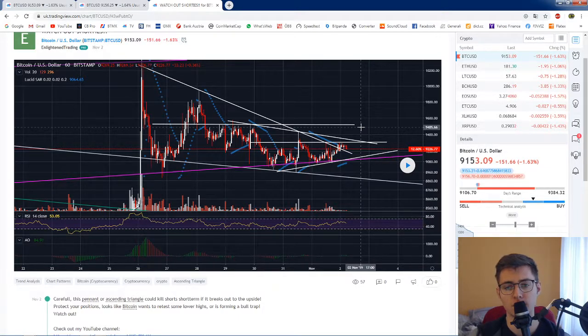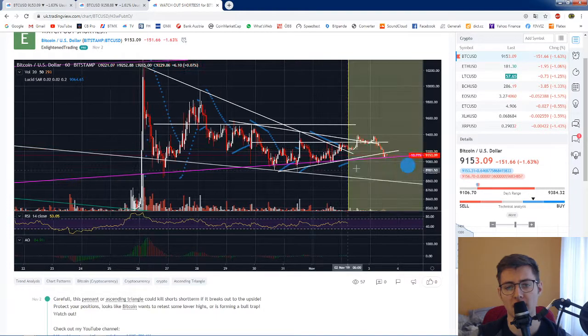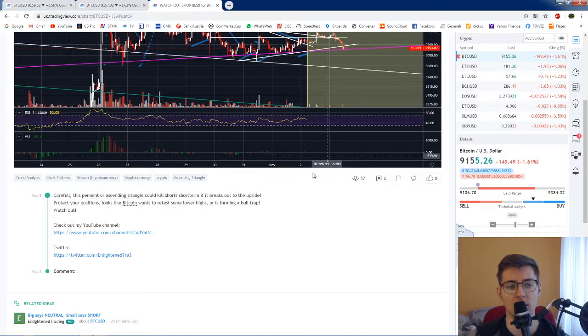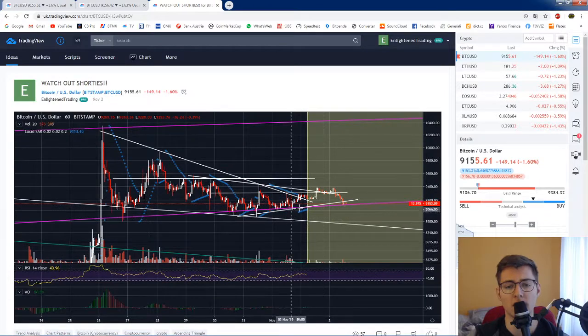And you can see what played out was basically that it rallied, took out shorts, retested support, came back up, formed a double top, and then bears got the upper hand again and dumped the price. And that is also what I mentioned here, that a pennant or ascending triangle could kill shorts short term, and that basically is what played out.